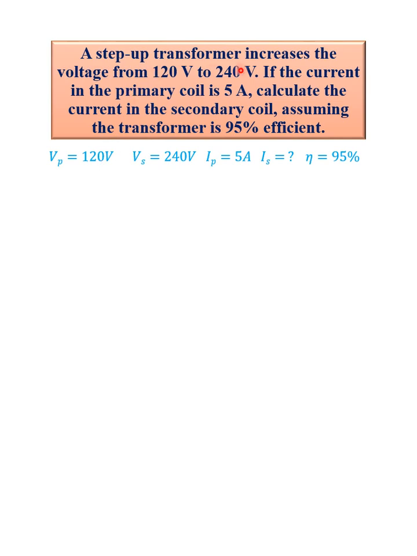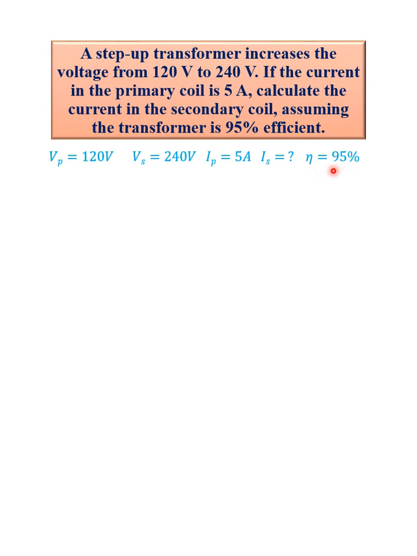It is a step-up transformer, so the primary side has the lower voltage. So Vp is 120 volts. The secondary is 240 volts. Vs is 240 volts. At the primary, the current is 5 ampere. So Ip, primary current, is 5 ampere. We are calculating the secondary current Is, so we don't know it. Given that the transformer has an efficiency of 95%.